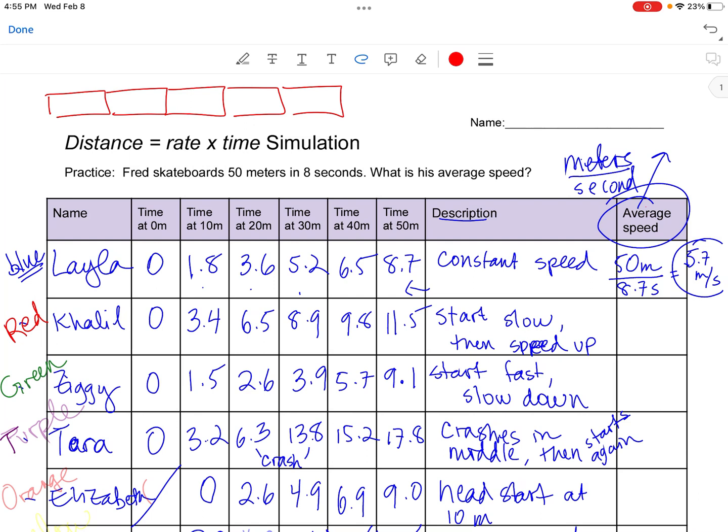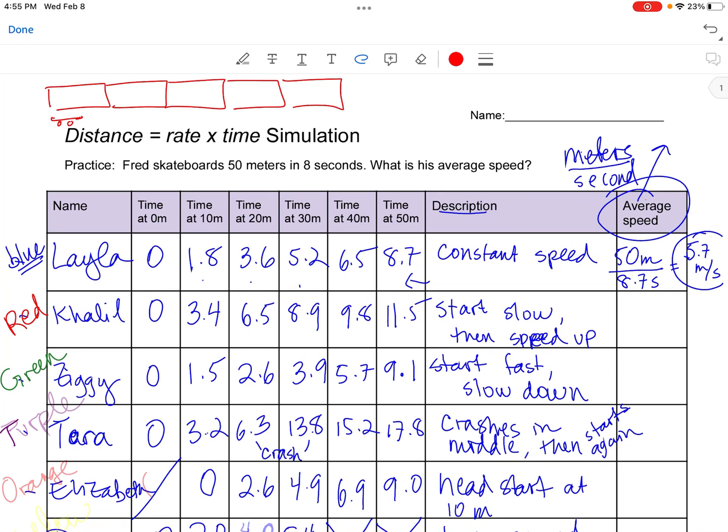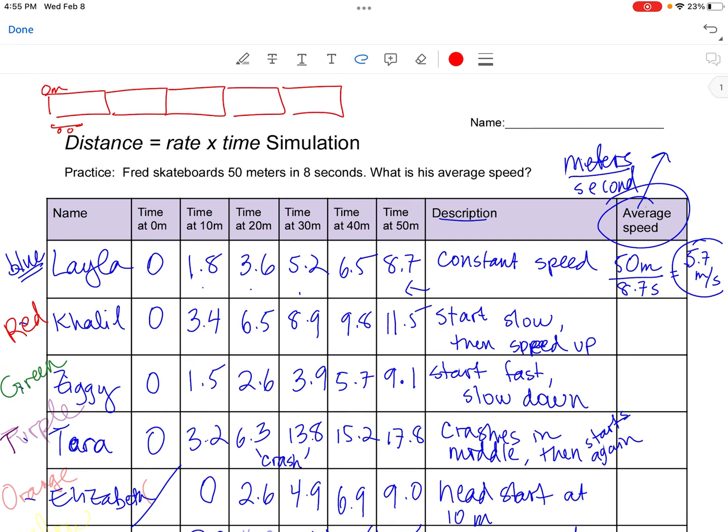And then we had people with a little toy skateboard. It's a little tiny skateboard that people, quote, drove with their hands across the table. And they would start here, and we called this 0 meters. And then we pretended that each time a new table started was 10 meters. So this was 10 meters, 20, 30, 40, and 50 meters.